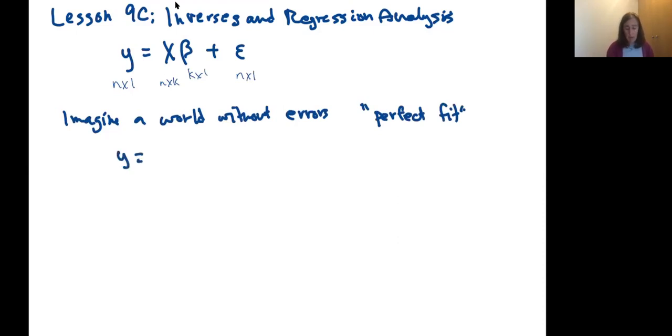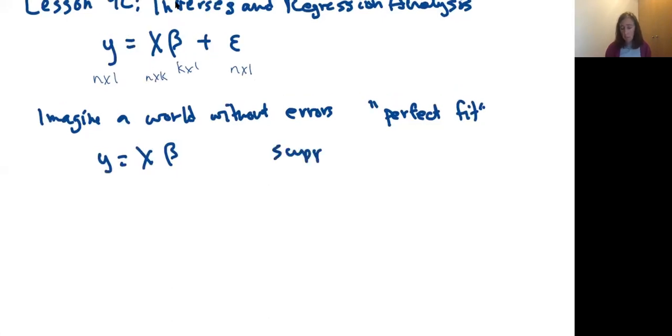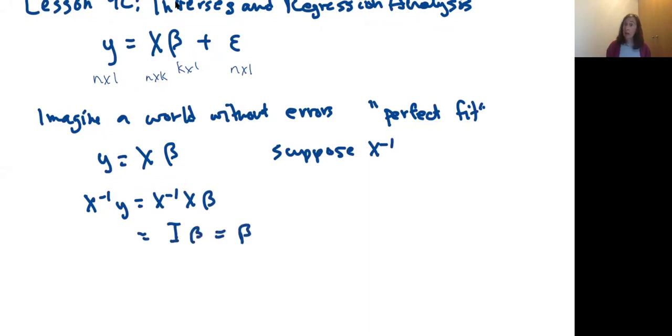So we don't have those epsilons, we just have y equals X beta. And if that was the case, and since we're imagining things that we wish were true, also imagine that X inverse exists. And then all we have to do is pre-multiply both sides of this matrix equation by X inverse. Let's do that. So X inverse y equals X inverse times X beta. Okay, well, X inverse times X, that's the identity matrix times beta, and that is beta, and we've found those parameters that we were wanting to find.